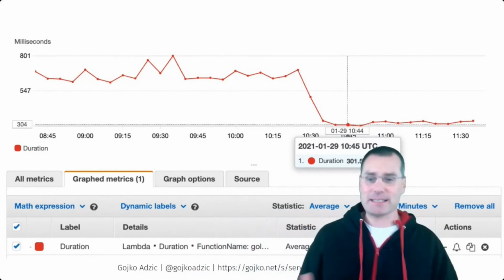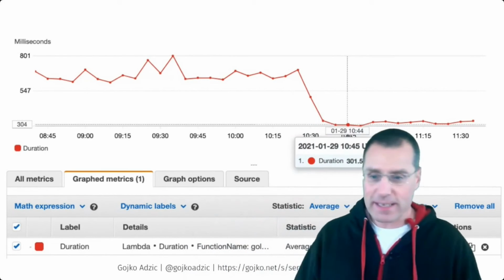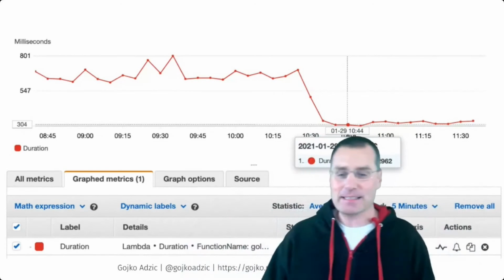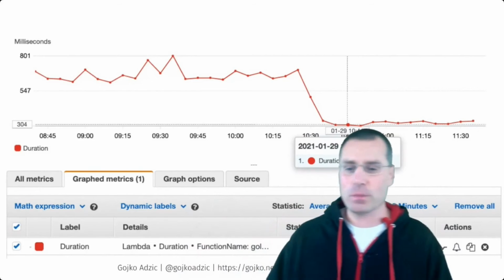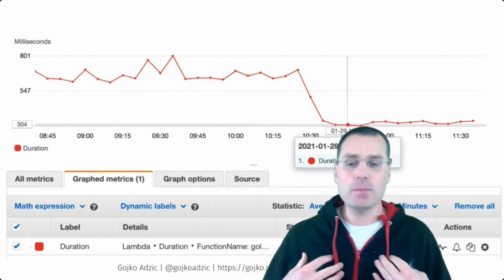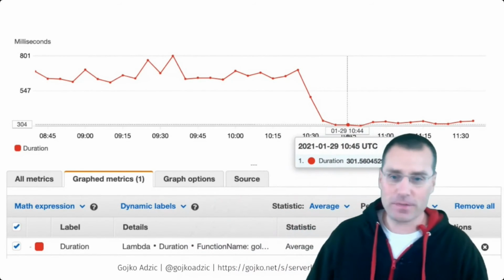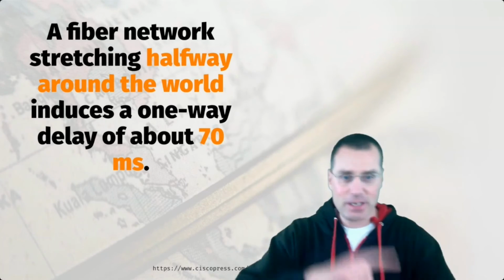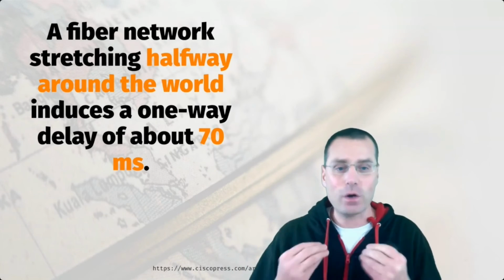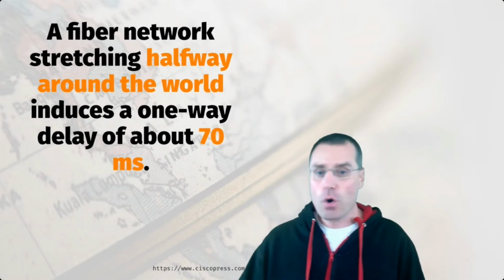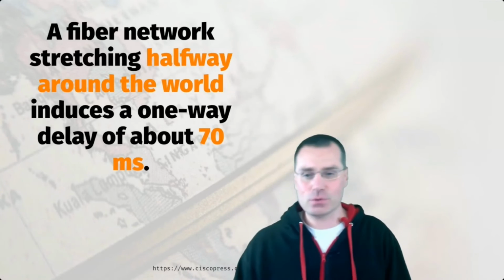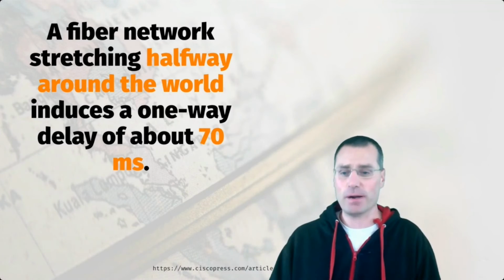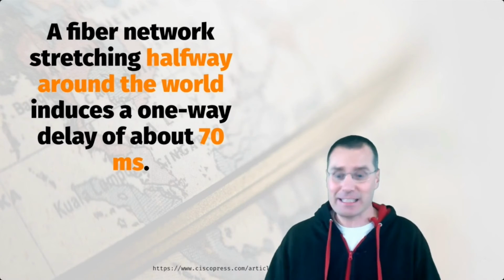Thinking about stuff that doesn't really just depend on our code, one of the things that's interesting to think about is networks, because with latency and clients connecting all over the world, networks are something we cannot control. So here's a fun bit of data coming from the Cisco press. A fiber network stretching halfway around the world introduces a one-way delay of about 70 milliseconds. So if you are in Asia and you're sending requests to the US, or your users are there and the service is halfway around the world, there's about 70 milliseconds just light speed stuff.